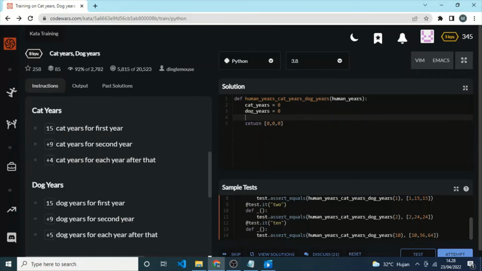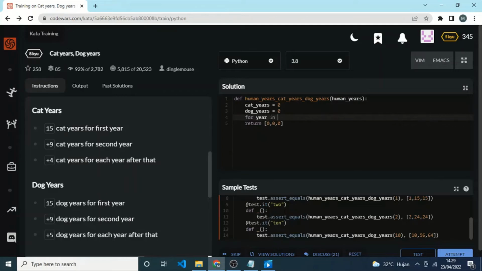And then we will create a for loop, and the for loop is limited by the human years. So if the human years is 10, then we will loop 10 times because we will add both dog and cat years 10 times as well. Okay, so let's create it.